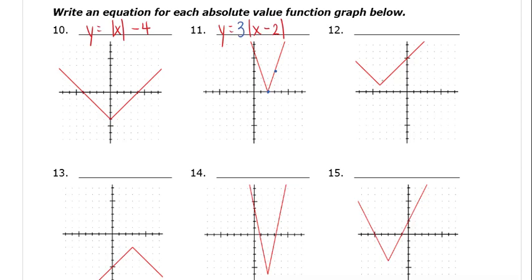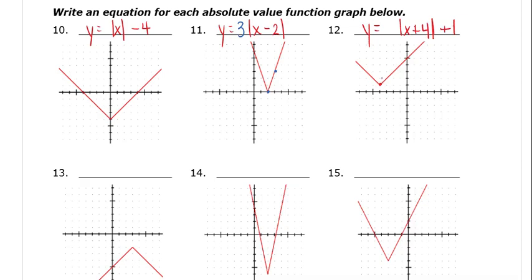Number 12, the vertex changed a lot here. The new vertex went 4 to the left and up 1. So I'm going to start with y equals that 4 to the left. Normally we would think negative direction, however on the inside it's opposite of what we think. So that 4 to the left is because it was plus 4. That 1 up was because of plus 1 at the end.